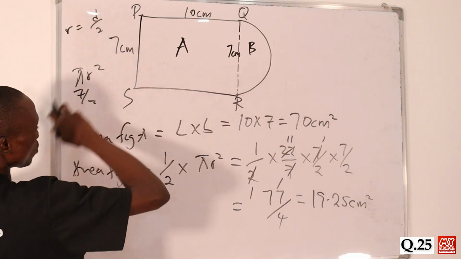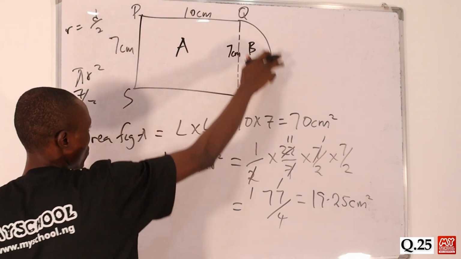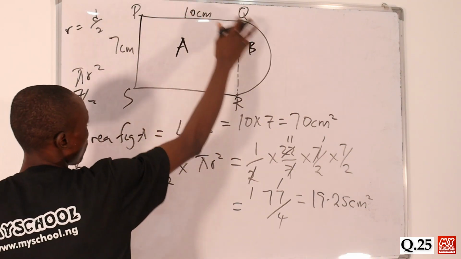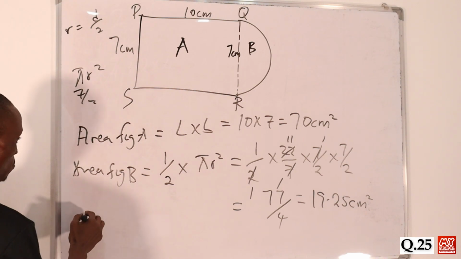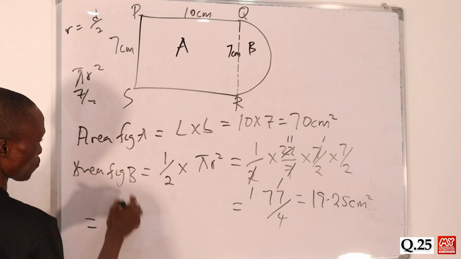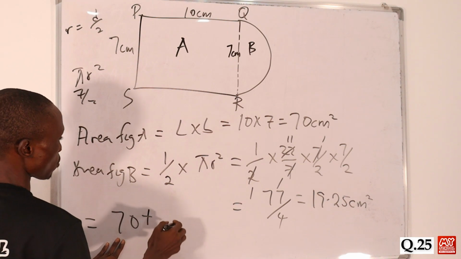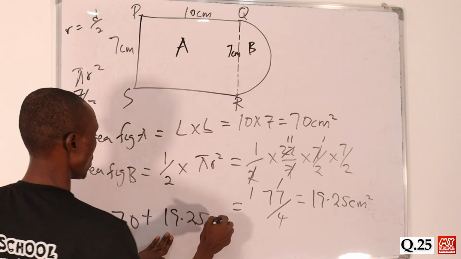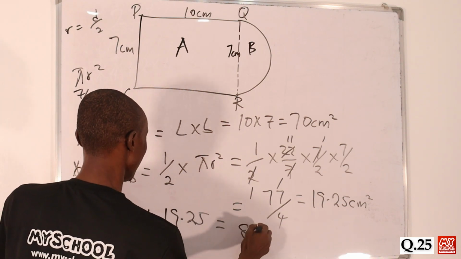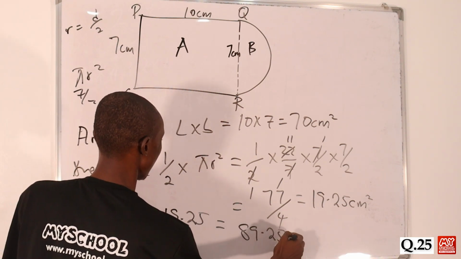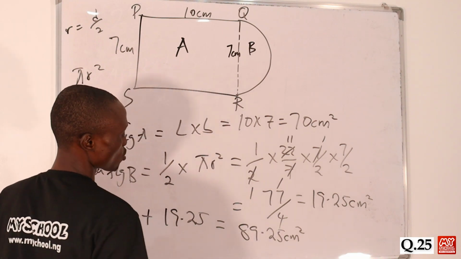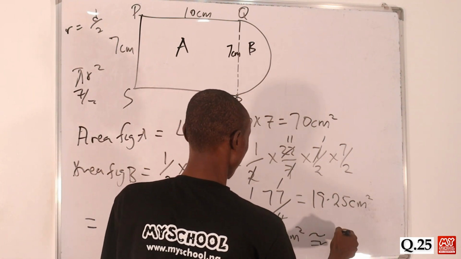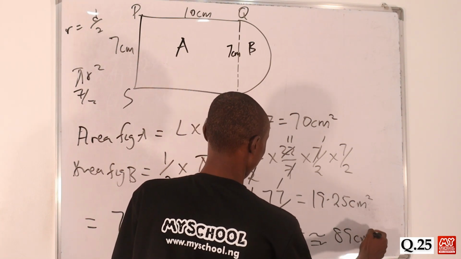Since we are looking for the area of the whole figure, not each of them, we just add them together to get the area of the whole figure, okay? And that will be equals to 70 for figure A, then plus 19.25 for figure B, and this will be equals to 89.25 centimeter square. Okay, so to the nearest whole number, we'll be having it to be equal to 89 centimeter square.